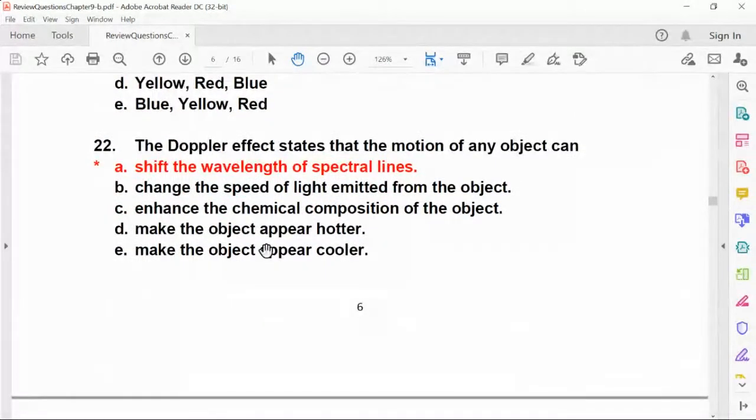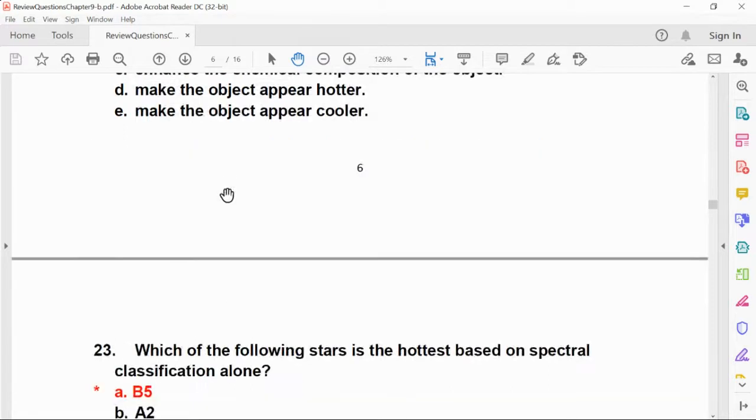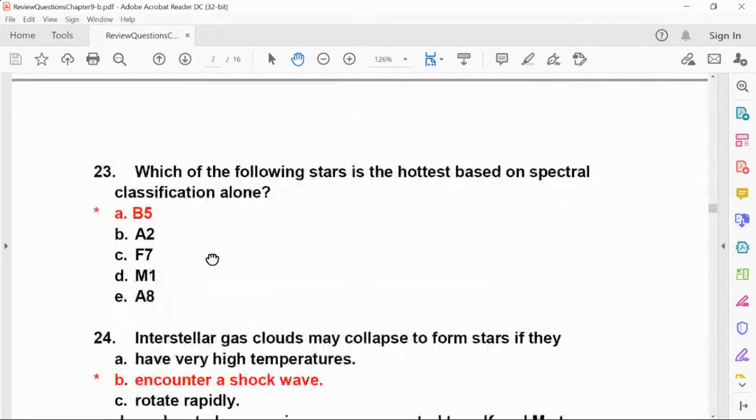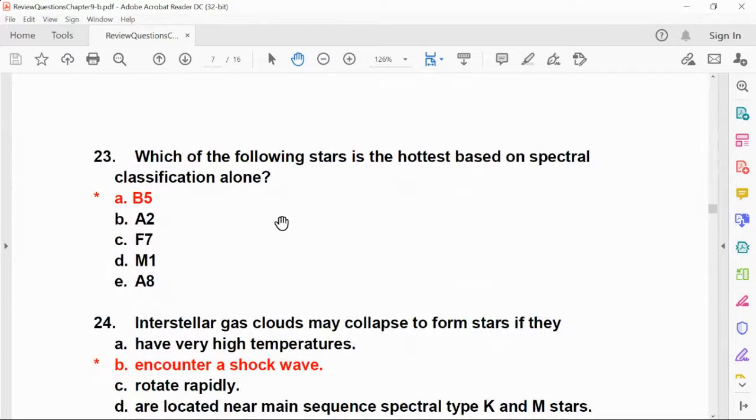Doppler effect states that the motion of any object can shift the wavelength of spectral light. And I told you they may go toward shorter wavelengths if they're approaching, and we call that blue shift, and they may shift to higher wavelength when they move away, and we said this is red shift. Which of the following stars is the hottest based on spectral classification alone? The O, B, A, F, G sequence tells me. So the B here.